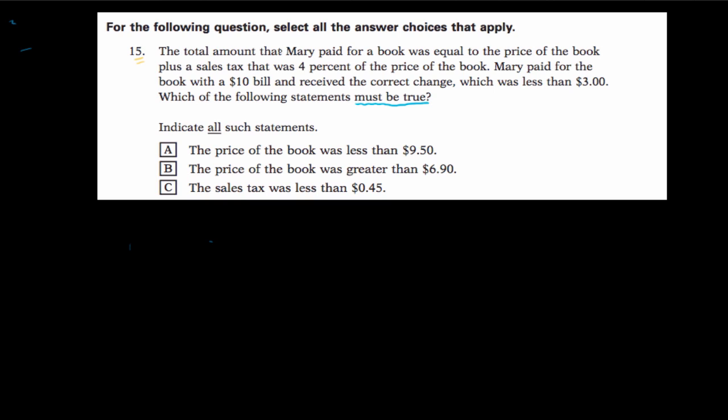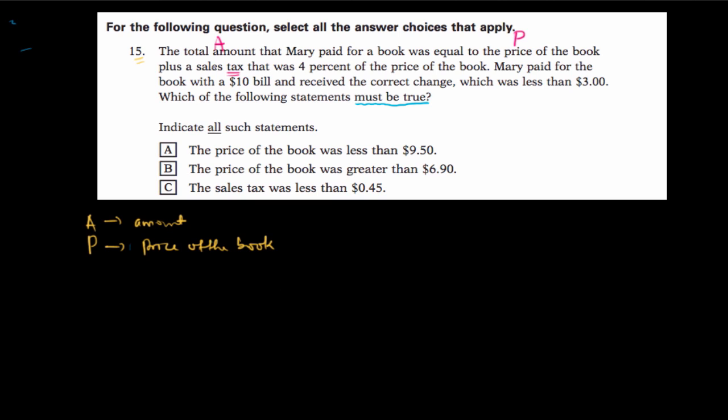So what we have here is it says the total amount that Mary paid for a book. Let me call my amount A. The amount she paid for a book was equal to the price of the book, let me call it P, plus a sales tax. So this is my tax. That was 4% of the price of the book. Alright, let's write something so it doesn't look as if you're speaking in parables. So let A represent the amount that she paid for the book, and let P be the price of the book.